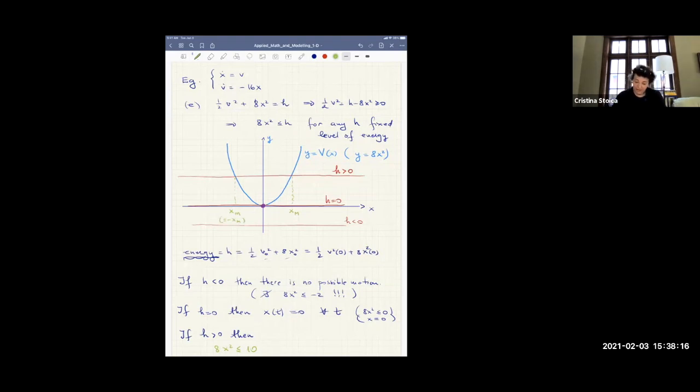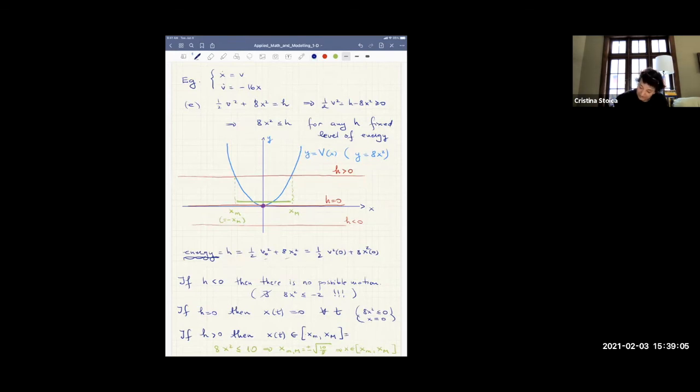Okay, and then for this example, we would have xm be plus or minus root of 10 over 8. So basically, x is allowed to be in this interval, from little m to big M. In other words, I'm allowed to move only in this region. So I already know, without solving the system, that x of t will be allowed to move between a minimum value and a maximum value that can be computed using the energy.